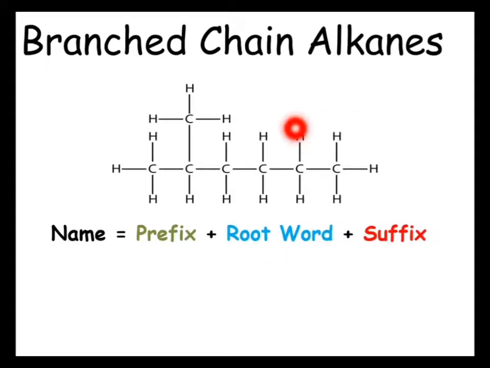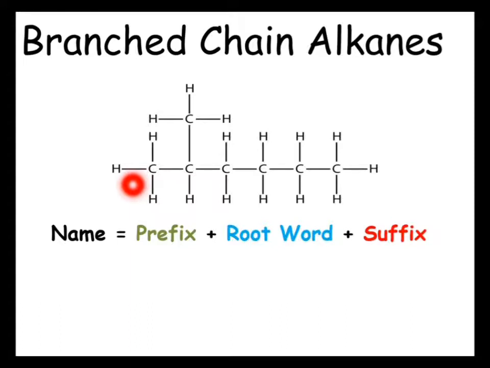But in this video, in our quest to name branched chain alkanes, we are not only going to need a root word and a suffix, but there is something new here: a prefix. You'll get to know the need for this prefix in a bit. What is the difference between a branched chain alkane and a straight chain alkane? A branched chain alkane has a branch.